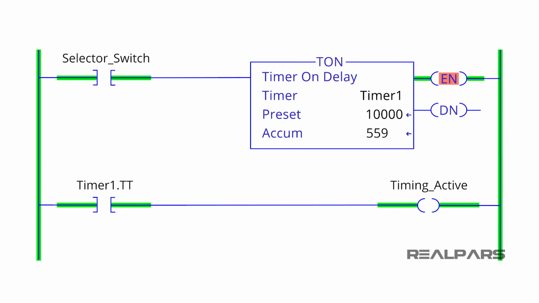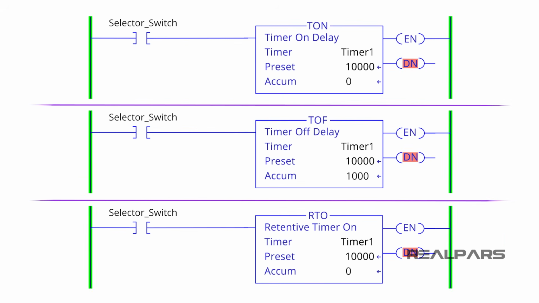The timer-enabled bit will be on when the timer is enabled. The timer timing bit will be on when the timer is timing. The timer done bit does not function the same on all of these timers. I will explain how the timer done bits work as I explain how each timer works.